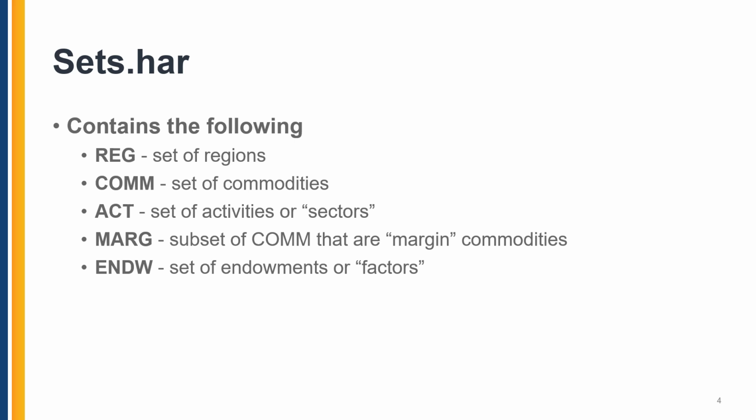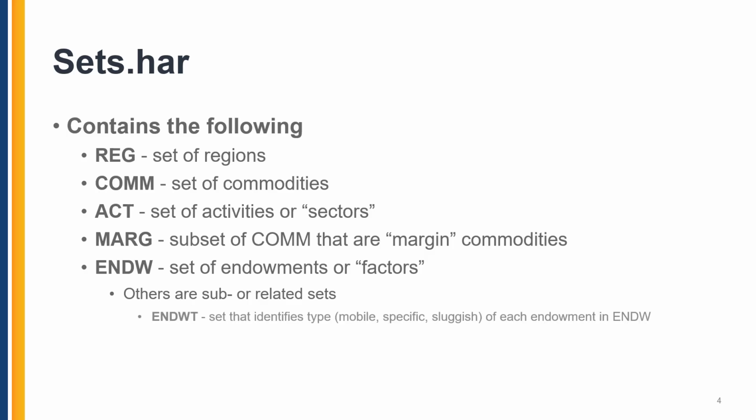While these are the key sets used in the database, you'll also see a number of sets that are either subsets or are related to these key sets. For example, ENDWT is a set that identifies the type of each endowment in ENDW. And ENDWS is the subset of endowments that are sluggish.